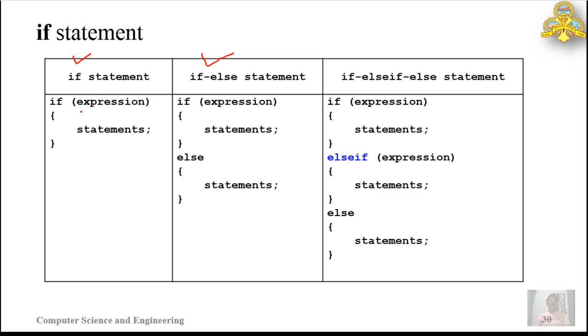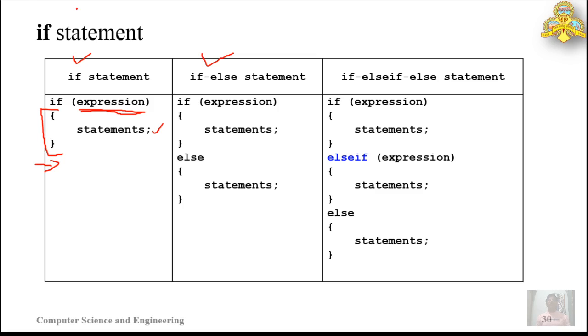In the initial one, we give one boolean expression with the if statement, and if that expression evaluates to true, then the statement or statement block will be executed. If the expression evaluates to false, these statements are not executed, and the control of execution transfers to the next statement, that is after the if statement block.